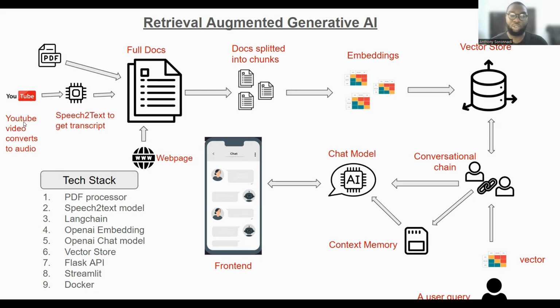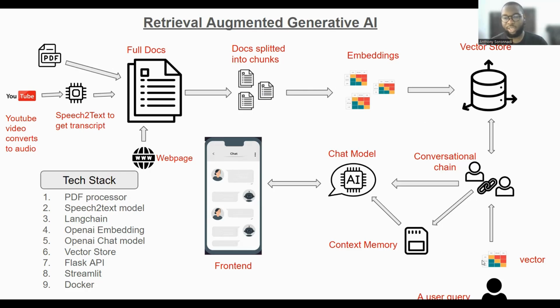You can also put in a YouTube video, like a YouTube link. It's going to convert the YouTube video to audio, then from the audio convert it to text with speech-to-text to get a transcript. When it gets the full transcript, it splits it into chunks, gets embeddings of those chunks, and stores them in the vector store here. The same thing goes with a web page, like a blog: get the text, split into chunks, embeddings, and store in the store. Okay, so that is this pipeline.